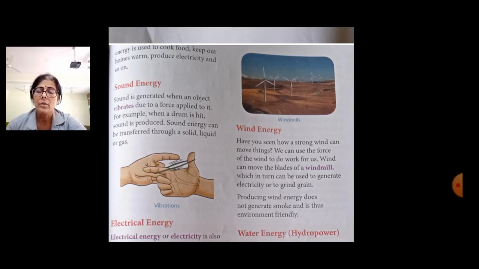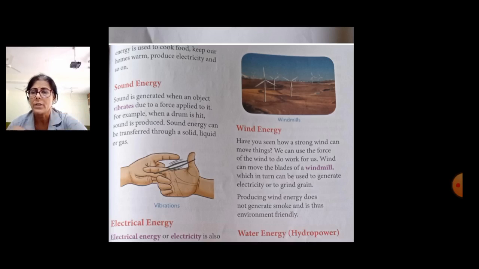So this wind energy is used to move the blades of a windmill. Using this windmill, we can generate the electricity, and this is environment friendly also. It does not produce any kind of pollution. So this wind energy is environment friendly, right?